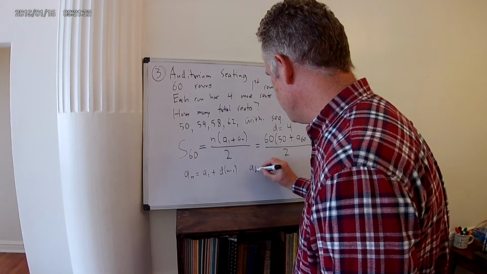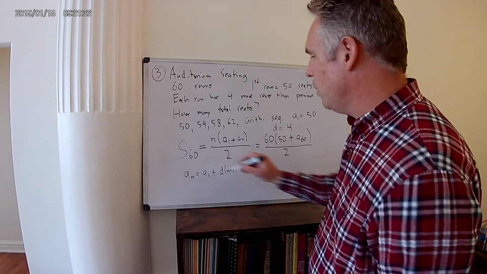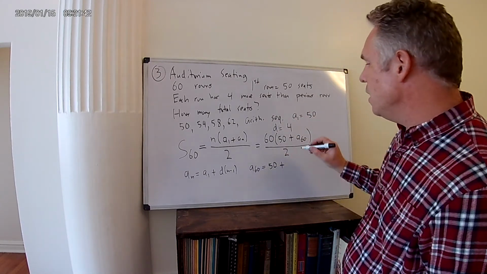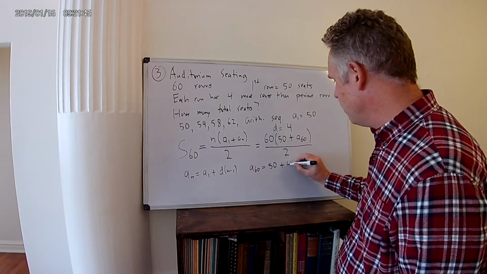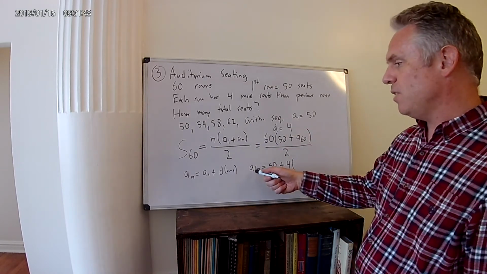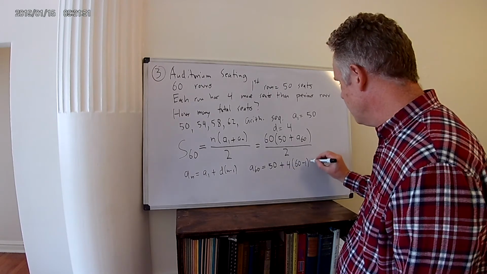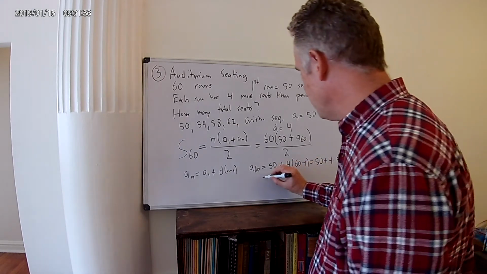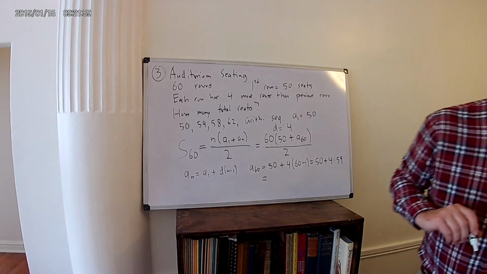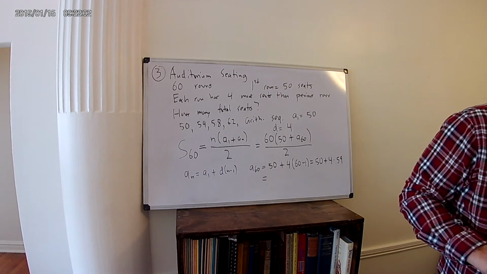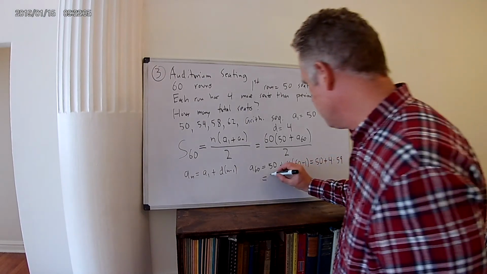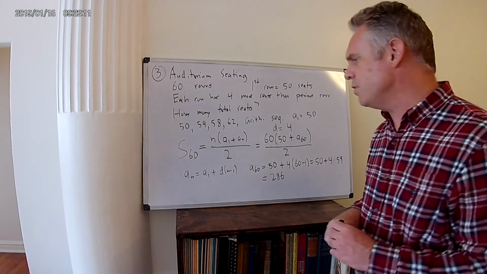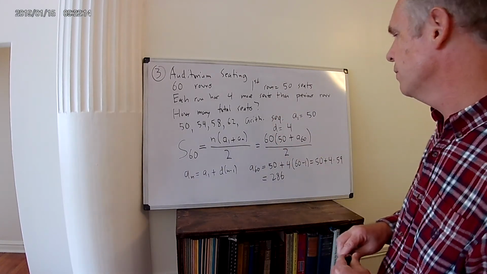In particular, I'm interested in a sub 60. A sub 60 will equal a1, which is 50, because a1 is the number of seats in the first row, plus d, which is 4, times n minus 1. In this case, n is 60, so I do 60 minus 1. This equals 50 plus 4 times 59. If you calculate this, a sub 60 comes out to 286. So there are 286 seats in the 60th row.